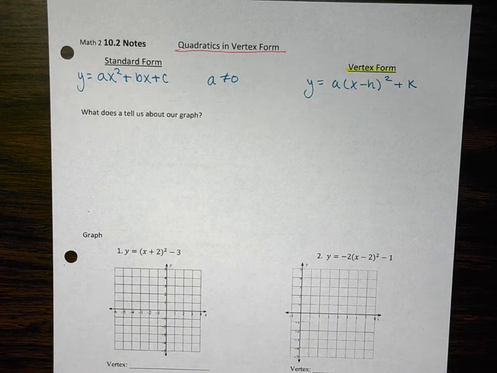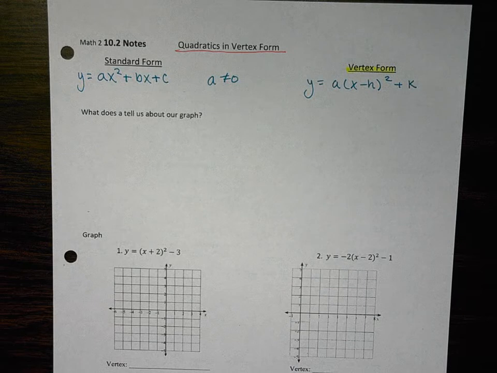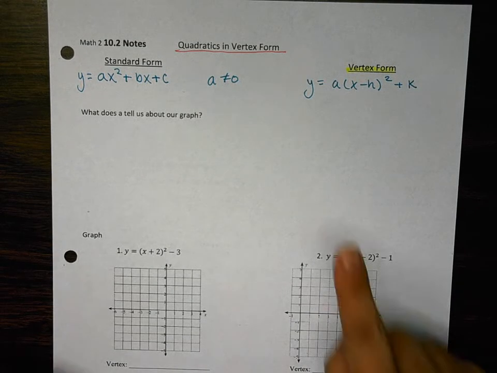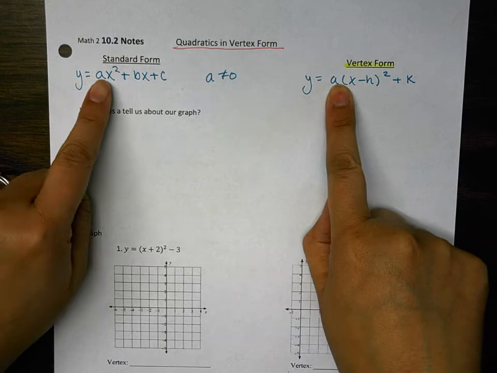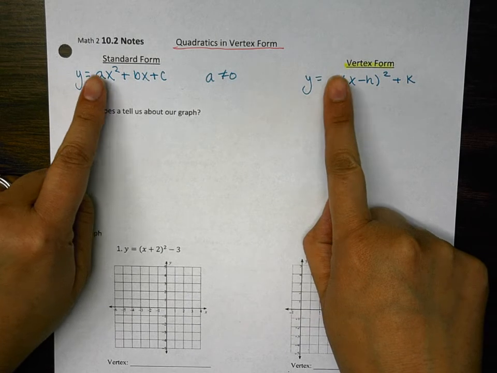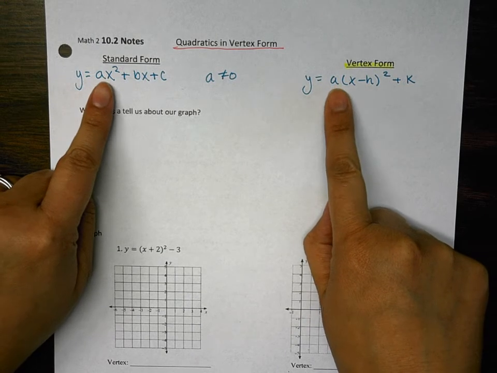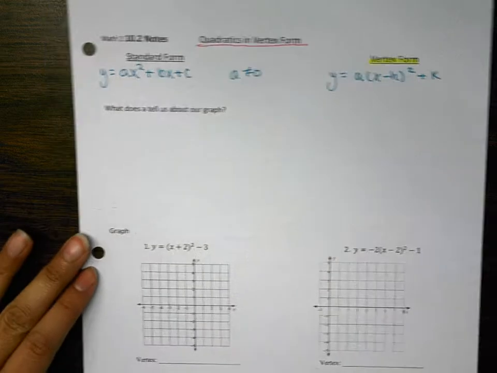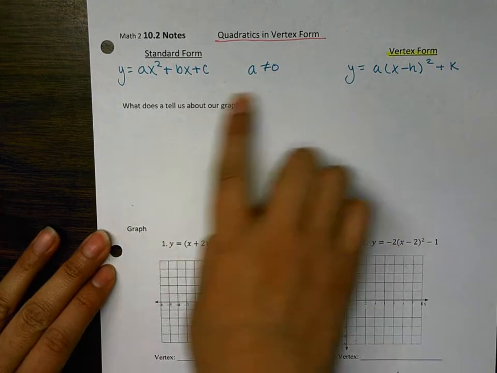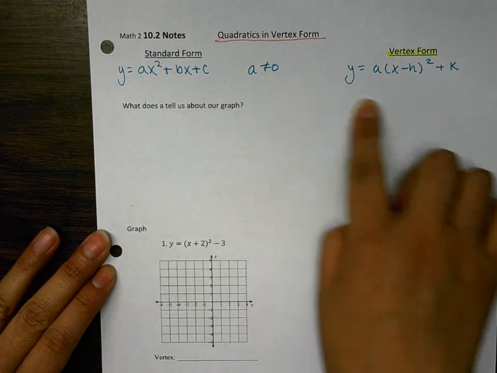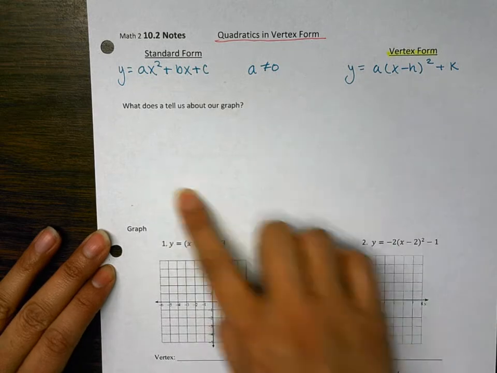Remember, a can never equal 0 for any of the forms. Your leading coefficient can never be 0. Please stop and pay attention. A and a, that's the only number they have in common. A is your leading coefficient. Are you guys writing this down? Okay, this piece here is going to be quick review.